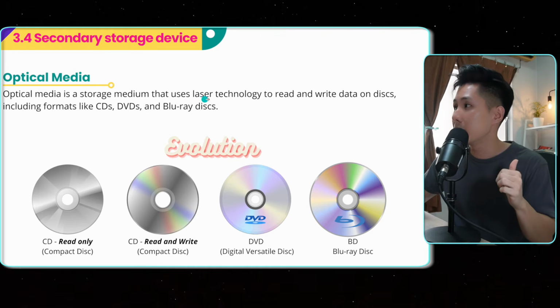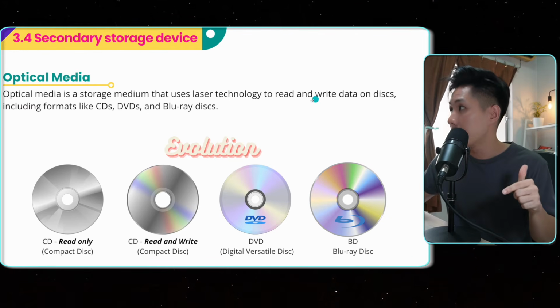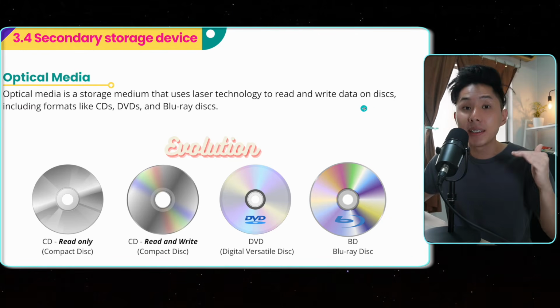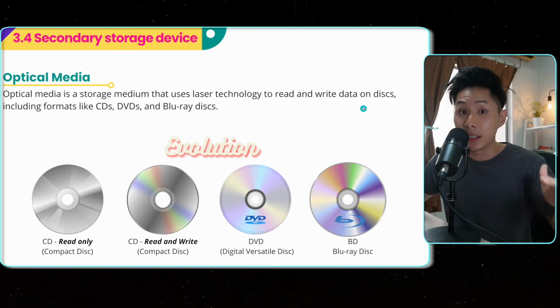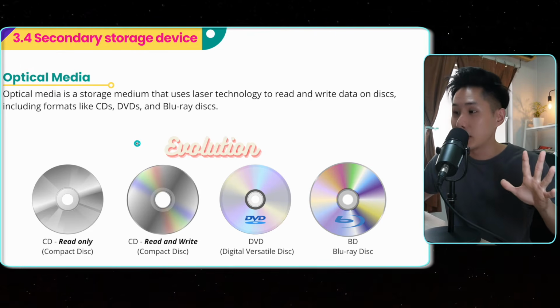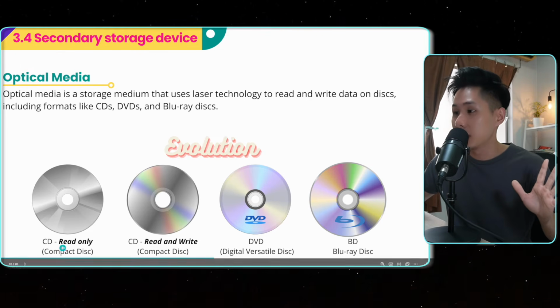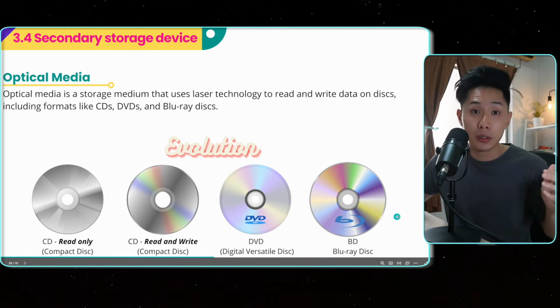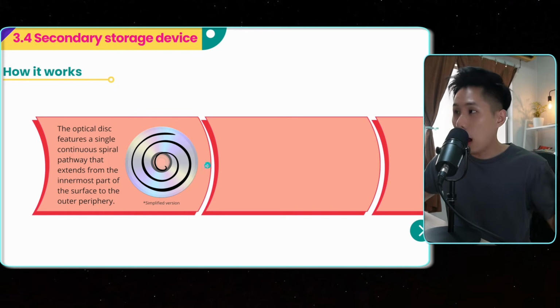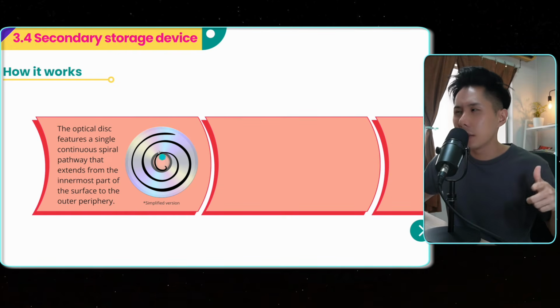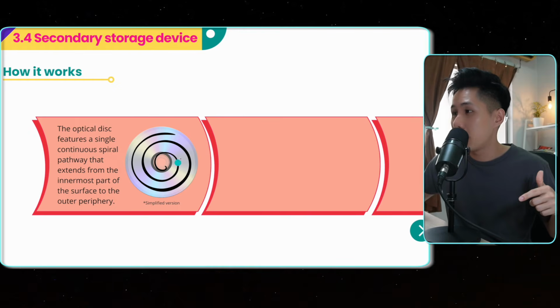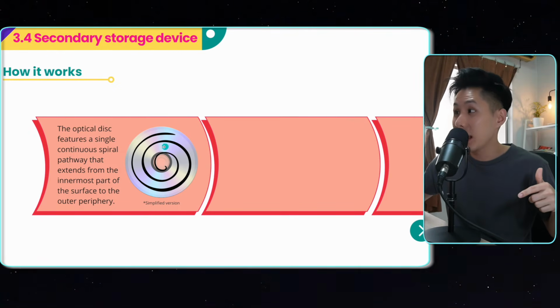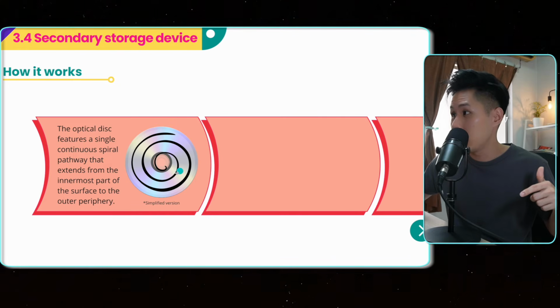It is a storage medium that uses laser technology to read and write data on a disk. And this is an amazing technology to store data like 0 and 1. Let me explain. The evolution of optical media goes from CD, to CD that can allow you to write data, to DVD, and eventually to the Blu-ray disc. So how it works: a disk, very similar to the disk in the HDD, features a continuous spiral pathway that extends from the innermost part of the surface to the outer periphery. So that's how data are stored around here.